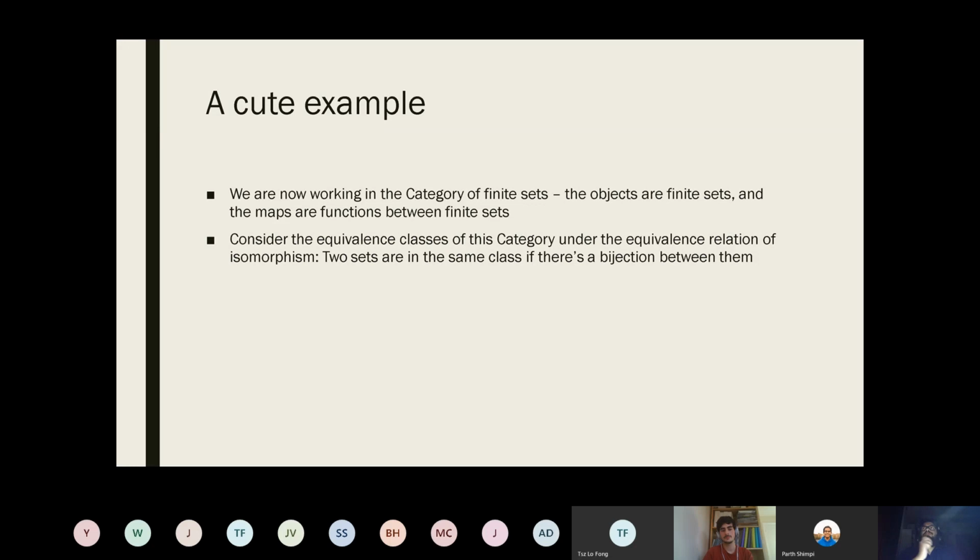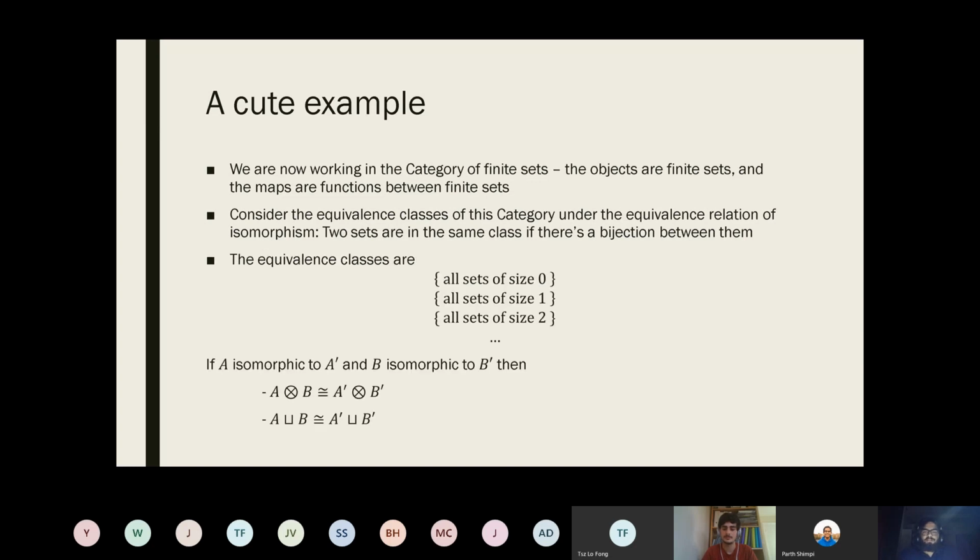Now, isomorphism in this category just boils down to bijection. So if you think of isomorphism as an equivalence relation, and look at the isomorphism classes, you just get all sets of size 0, all sets of size 1, all sets of size 2, and so on. So you get an isomorphism class for every natural number. I'm just going to call these 0, 1, 2 from now, identifying them by their number.